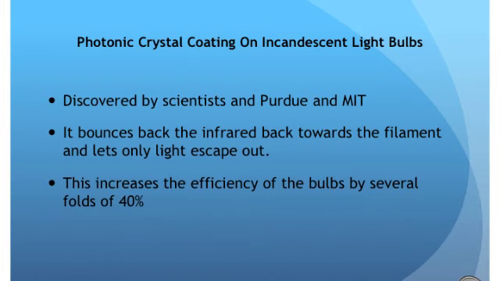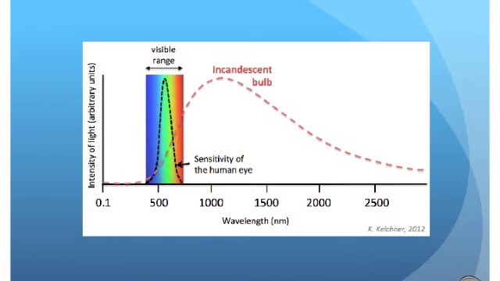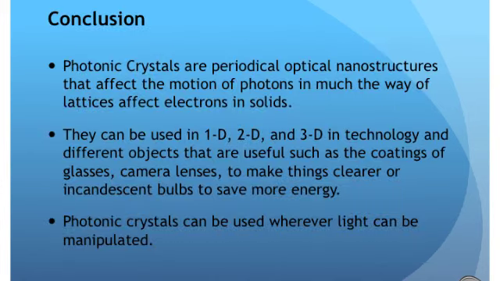Photonic crystal coatings on incandescent light bulbs. This was discovered by scientists at Purdue and MIT. They learned that it bounces the infrared back towards the filament and lets only light escape out. This increases the efficiency of the bulbs by several folds, up to 40%. Here's an example of a graph comparing an incandescent bulb and the human eye sensitivity in the visible range of wavelengths.